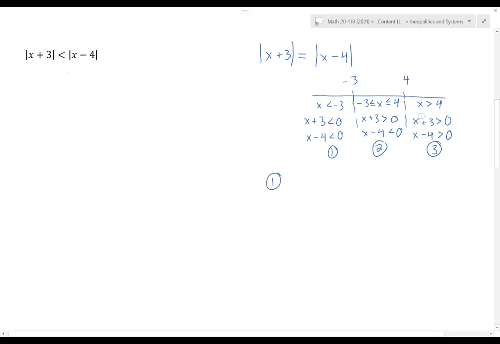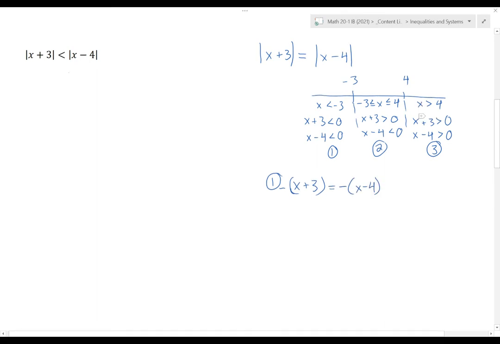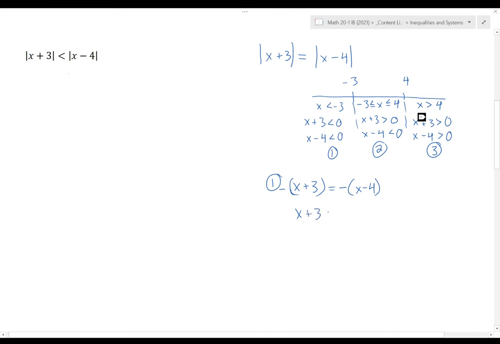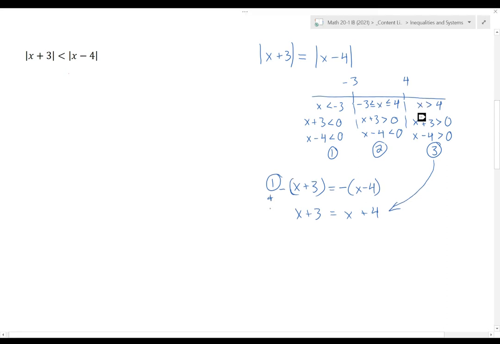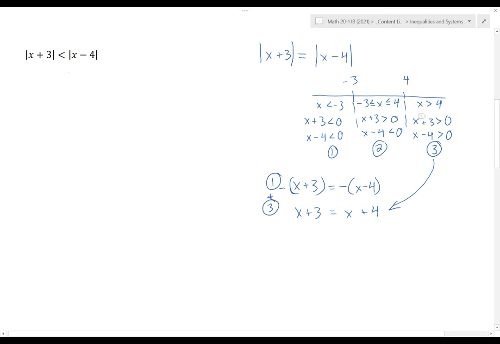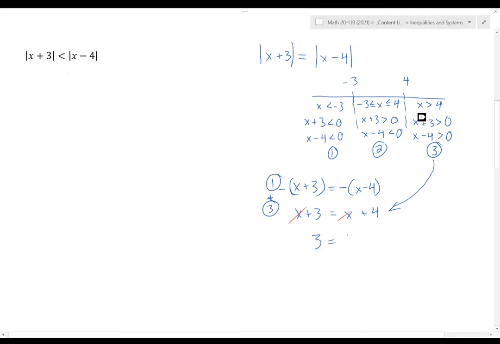So in case 1, I have the opposite of x plus 3 is equal to the opposite of x minus 4, which is just the same as x plus 3 equals x minus 4, which, if we're paying attention, is just case 3. So case 1 and 3 are basically the same. Either they're both opposites or they're both the same, in which case the equation is the same. But in either case, what I end up with is a statement that simply isn't true. So I end up with the statement 3 equals negative 4, which it obviously isn't.